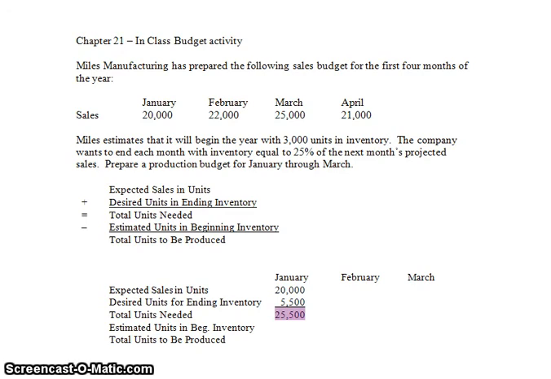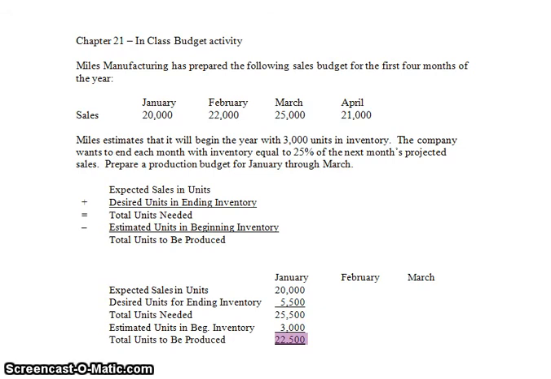And I say to myself, all right, if I need to make 25,500, that's great. How many do I have already sitting in my inventory right now today? And you had 3,000 units still sitting in there from the previous month, from December of the prior year. So really, the whole number I need to make in January is 22,500 units. Okay, I hope that made sense to you. So let's move it along.